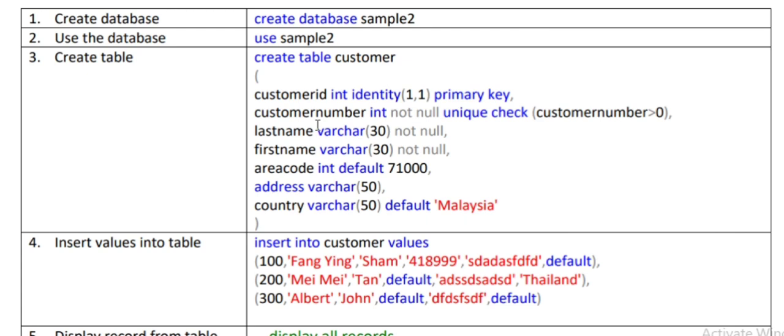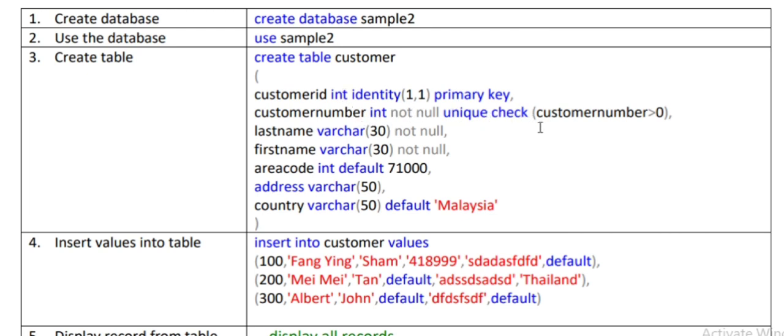And then the procedure to create a database. Create database Sample2. Use the database: use Sample2. And create table. This is the procedure of creating a table. Create table customer. The name of the table is customer.